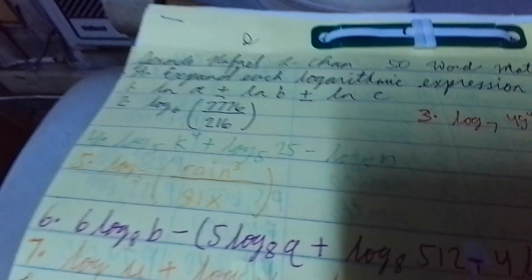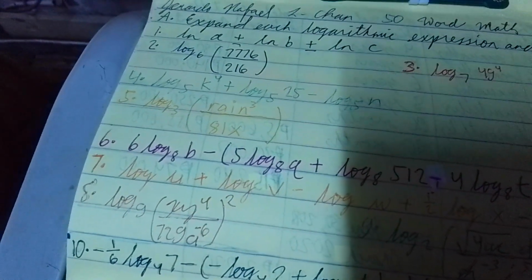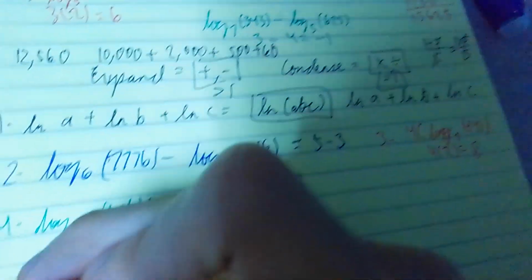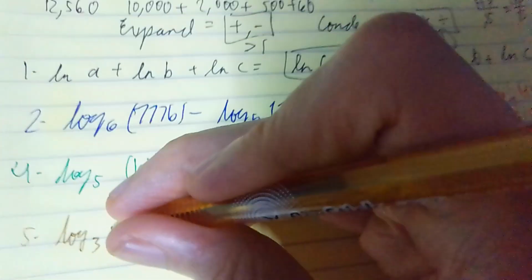And then, divide by 81x. Yan, 81x. So, what do we do here? Do we expand it or do we condense it? As you can see, it's just one log. So, therefore, the log is written in simplified form. So, our goal is to expand it. So, how to expand it? We're gonna have to expand it.